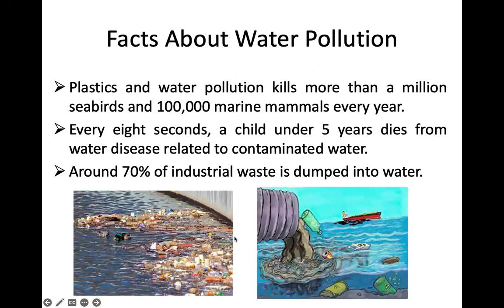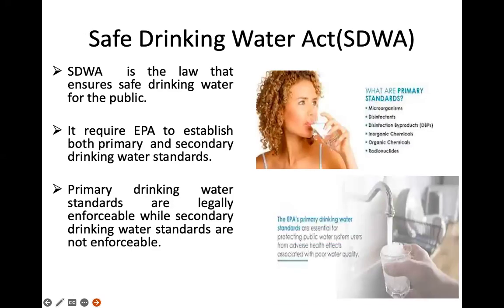We cannot talk about polluted water without talking about plastics and other water pollutants that kill more than 1 million seagulls and even 100,000 marine mammals on a yearly basis. Almost 70% of industrial waste is not treated, and it is dumped into receiving waters, thereby contributing to excessive water pollution. And so drinking water becomes a threat. If water is constantly being polluted, then drinking water is endangered.